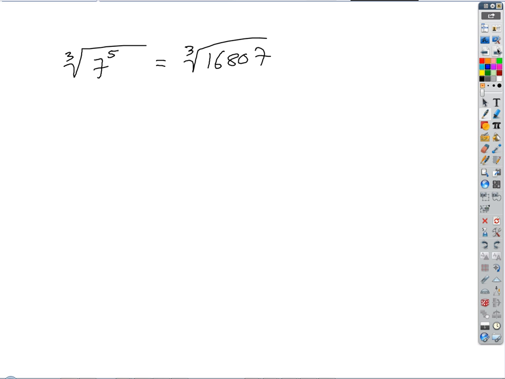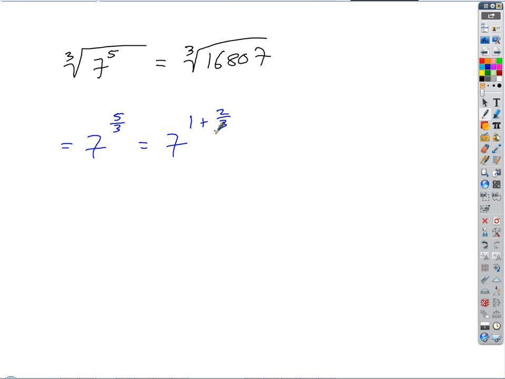What if we had one like this? The cube root of 7 to the 5th. If I were to take 7 to the 5th and expand that out, it's this big ugly number, right? But if I want to minimize that radicand, I could just turn that into a fractional exponent. What's the fractional exponent going to be? 7 to the 5 over 3. As a mixed number, what is that? 1 plus 2/3, exactly.